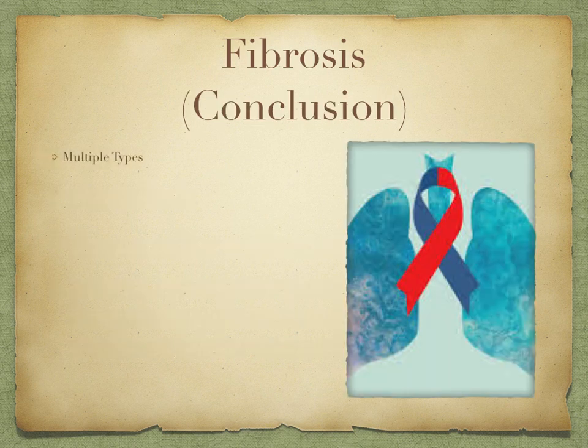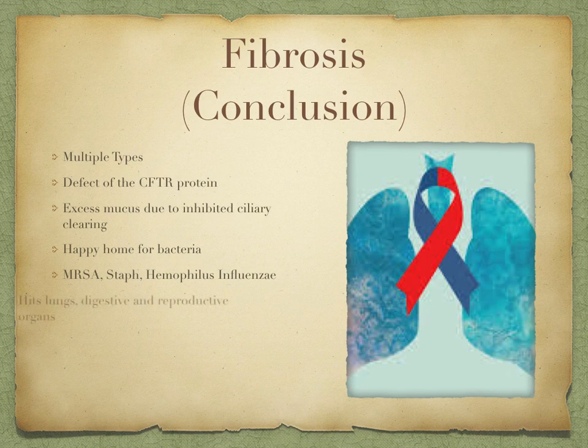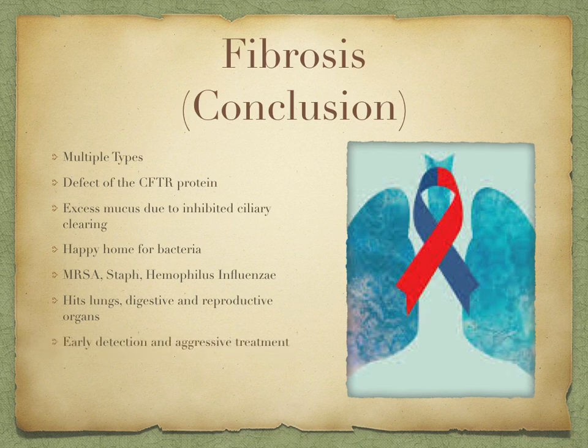Right? So remembering, it is a defect of the CFTR protein, right, on chromosome 7. It creates excess mucus due to inhibited ciliary clearing. It's a happy home for bacteria, all that mucus, it really is. Some of the microbes that we see are MRSA, staph, and Haemophilus influenzae. It attacks the lungs, digestive, and reproductive organs pretty hard. Early detection and aggressive treatment are the best options. And medication and lifestyle changes, clinical trials, and various types of treatments can also be pretty effective.